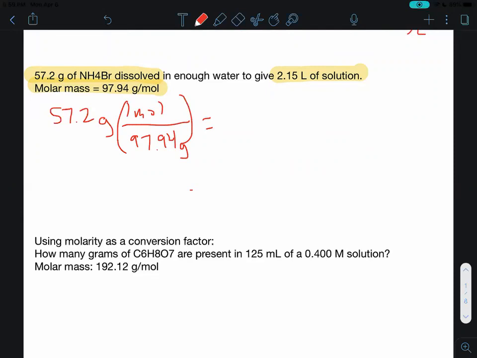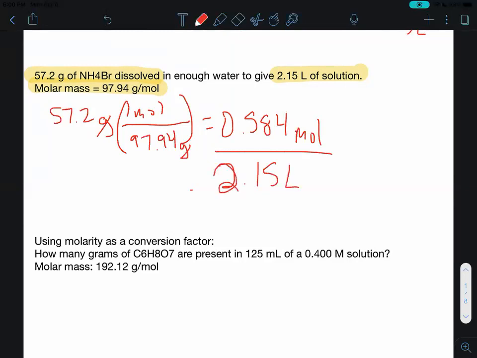Gives me 0.584 moles. The solute is our grams canceled out. Okay, so that's our moles, and then we want to find the concentration, so we're going to divide by the liters. So take that number, divide it by 2.15. And that gets us 0.272 molar.